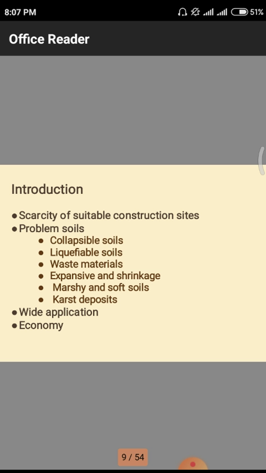Normally marshy and soft soils are observed in vegetative areas. Vegetative areas mean forests and other tree-enriched areas. Some parts of our cities have a huge amount of trees for the purpose of air purification techniques.